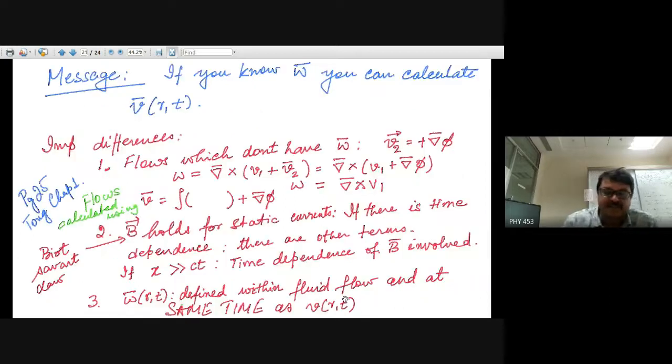So there are these differences, and these are actually pointed out very well. I think I took some of these points also from physical hydrodynamics. And this is there in page 25, Tong chapter 1.